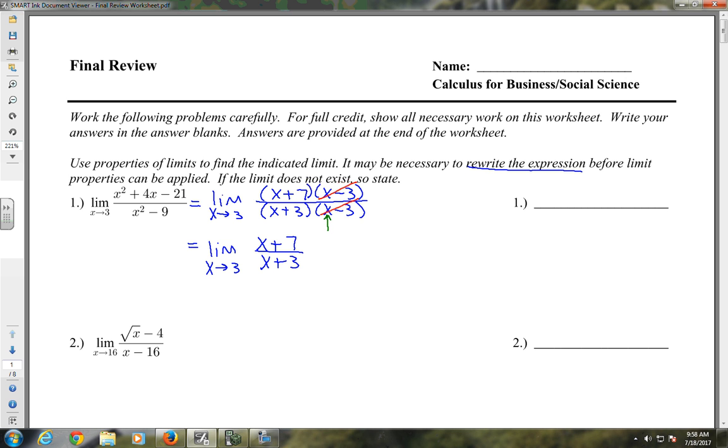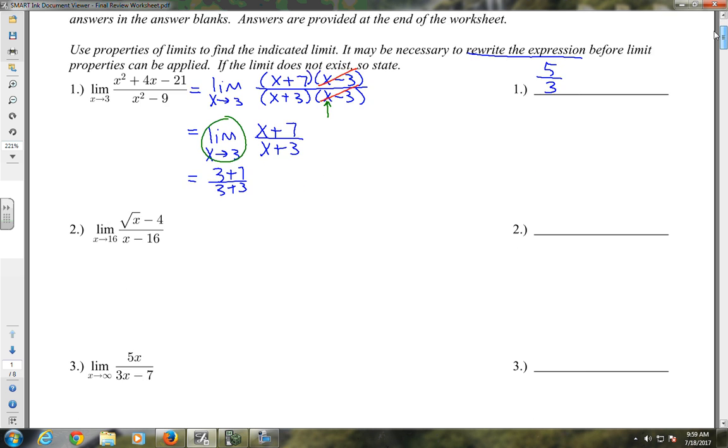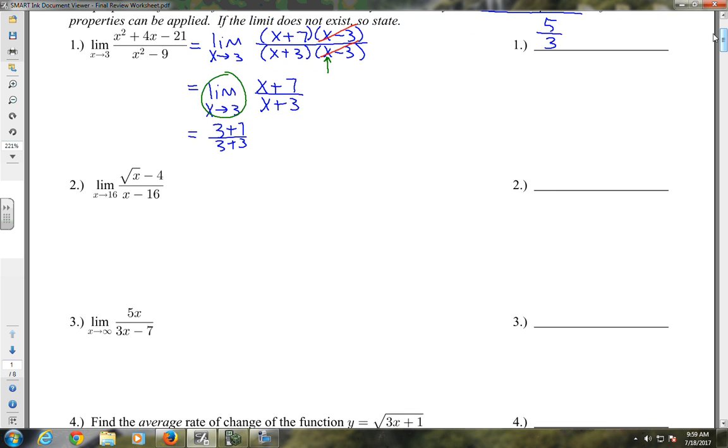Notice if I plug 3 into the denominator now, it's non-zero, so I'll be able to actually calculate my limit. When we evaluate the limit, we drop the limit operator and simply plug in our number. So we have 3 plus 7 on top, 3 plus 3 on the bottom. That gives us 10 over 6, and 10 over 6 reduces to 5 over 3. So the limit there is 5 over 3. All right, we're off to a good start. Not too bad. Remember, if you can't evaluate your limit first by direct substitution, try to factor and cancel.